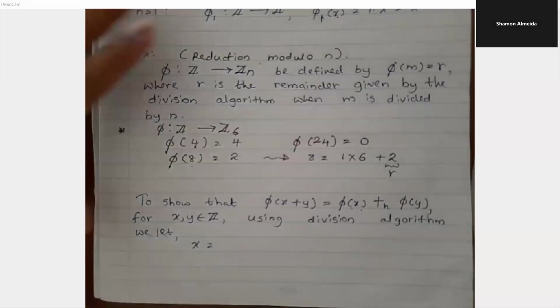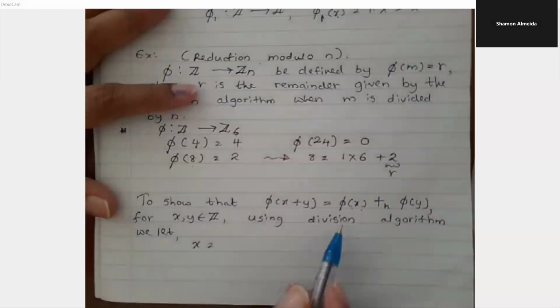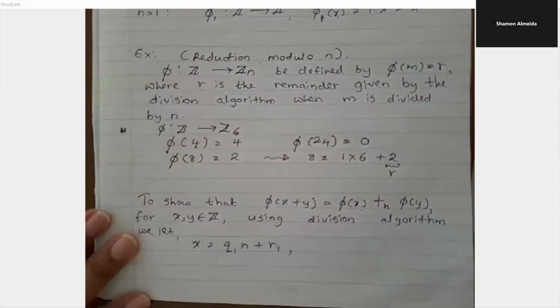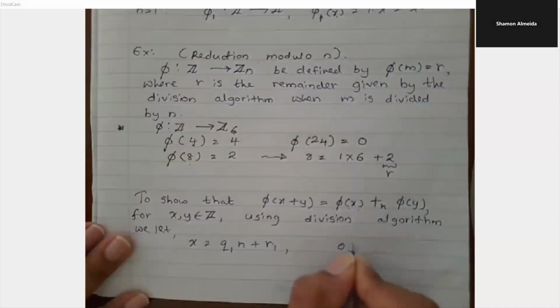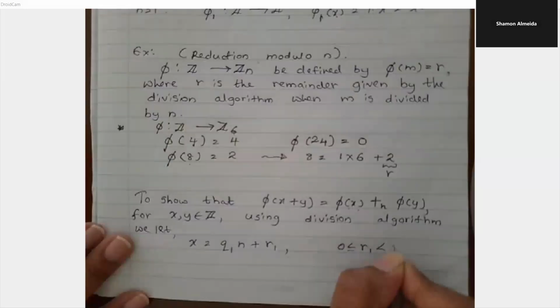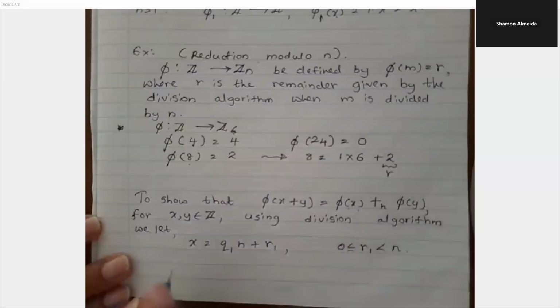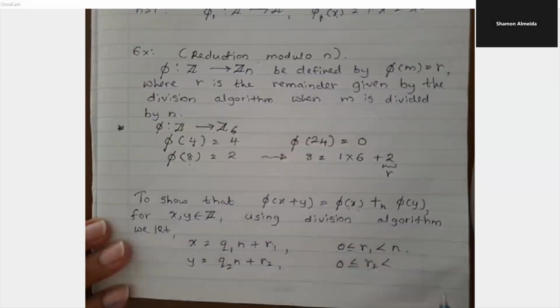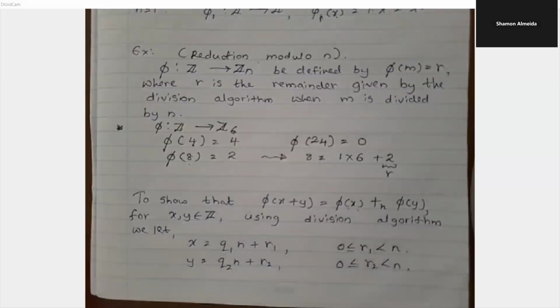Right? Okay. So we are going to apply the division algorithm to x. Divide x by n. So you have the quotient, let's say q1, times n. Take r1 to be the remainder. By the division algorithm, we know r1 lies between, it could equal 0, definitely less than n, right? For y also, we have the quotient q2, n, and the remainder r2. Once again, r2 could be 0, definitely less than n. It is a non-negative number between 0 and n, excluding n.